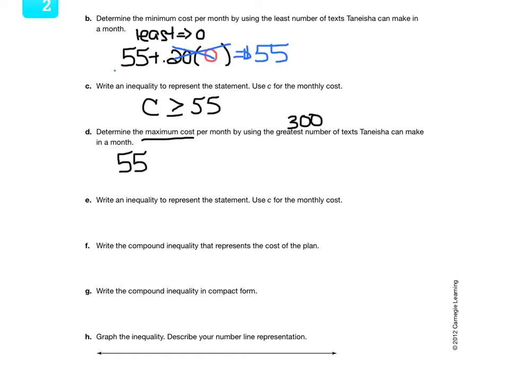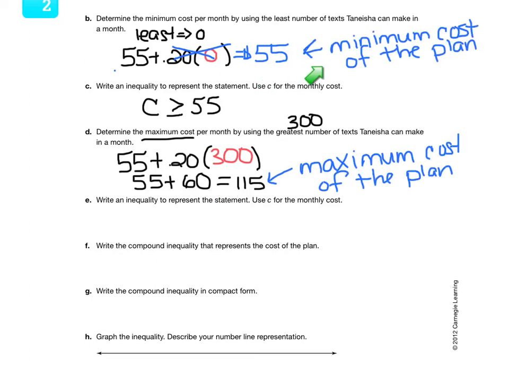So 55 plus 20 cents, and instead of 0, this time we're going to put 300. When I do the math, I'm going to multiply these two numbers together. 20 cents times 300, I'm going to get 55 plus 60, and when I add those two together, I get 115. This represents the maximum cost of the plan is $115. So $55 is the minimum cost of the plan, $115 is the maximum cost of the plan.